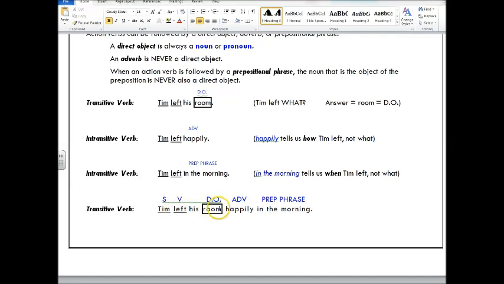Tim left his room happily in the morning. In this case, I've combined them all together. We do have a direct object. Tim left what? Left his room. We added in happily and in the morning for even more information, but because there's a direct object, in this case, again, it's a transitive verb. So it's very simple. When there's a direct object, you have a transitive action verb. When there's no direct object and it's an action verb, it's an intransitive action verb. This only applies to action verbs.